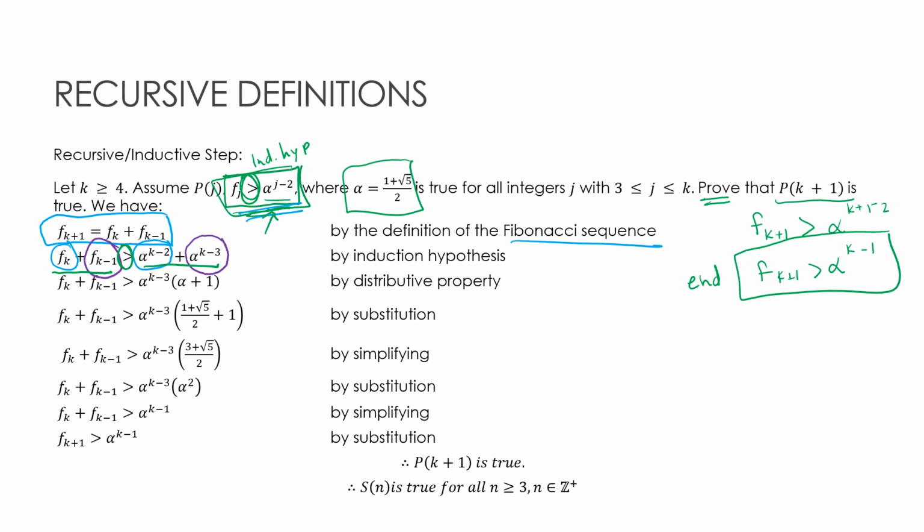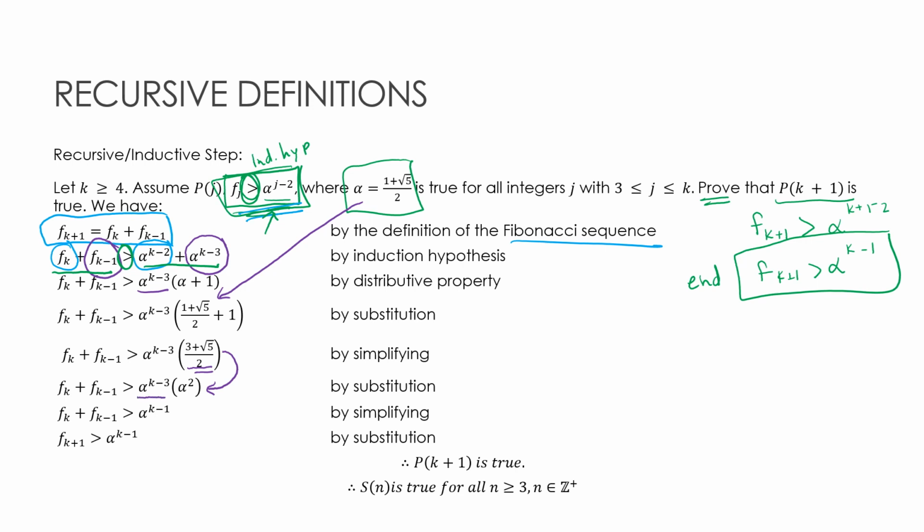Now from here, it's pretty straightforward. Getting started is really the hardest part. From here, I'm really just doing algebra. Let's factor out the alpha to the k minus 3 out of both of those terms. Let's then substitute the value for alpha back into my function and simplify it. And then, hey, if you remember on the last page, when I found f of 4, that was alpha squared. It was 3 plus radical 5 over 2. So I just did a substitution.